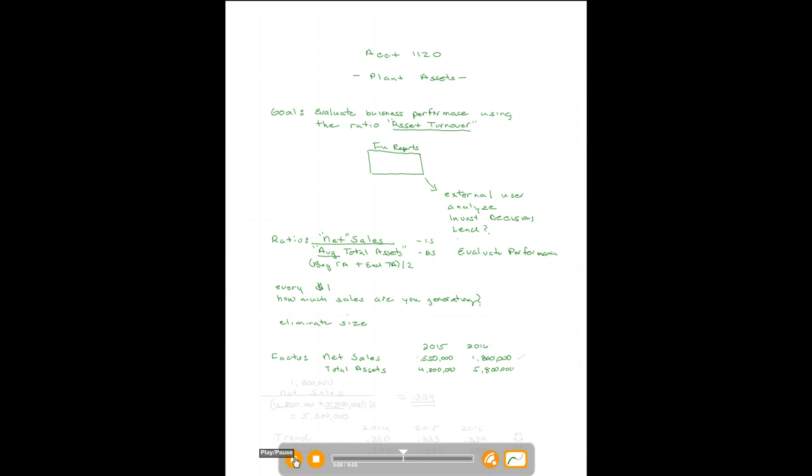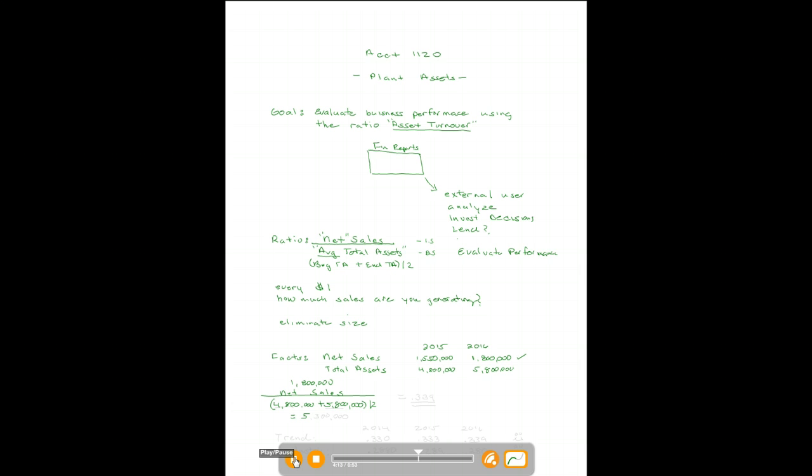Let's calculate this ratio for 2016 using this information. Well, our net sales from 2016 are $1,800,000. Our total assets from 2015 are $4,800,000, and from 2016, $5,800,000. So we'll add those two numbers together, divide by 2 to come up with average total assets. And the net sales divided by average total assets will be our number.